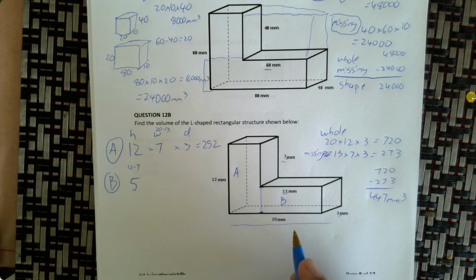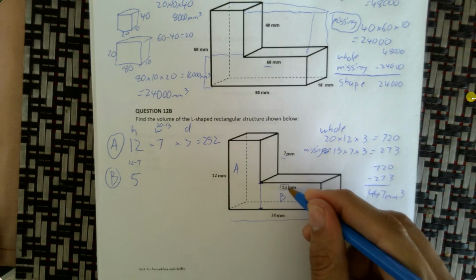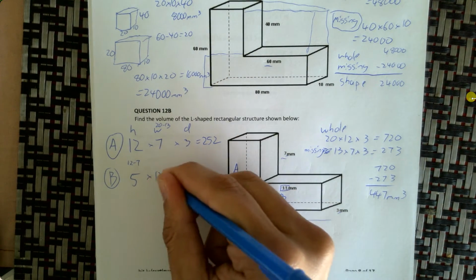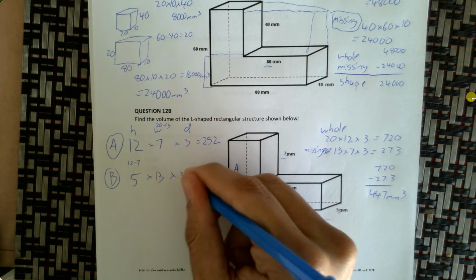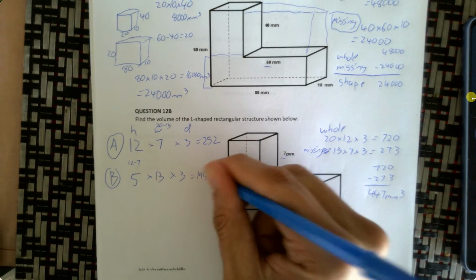So it is 13 across, it says there. And it's a depth of 3. 5 times 13 is 65, times 3 is 195. I'll just double check that.